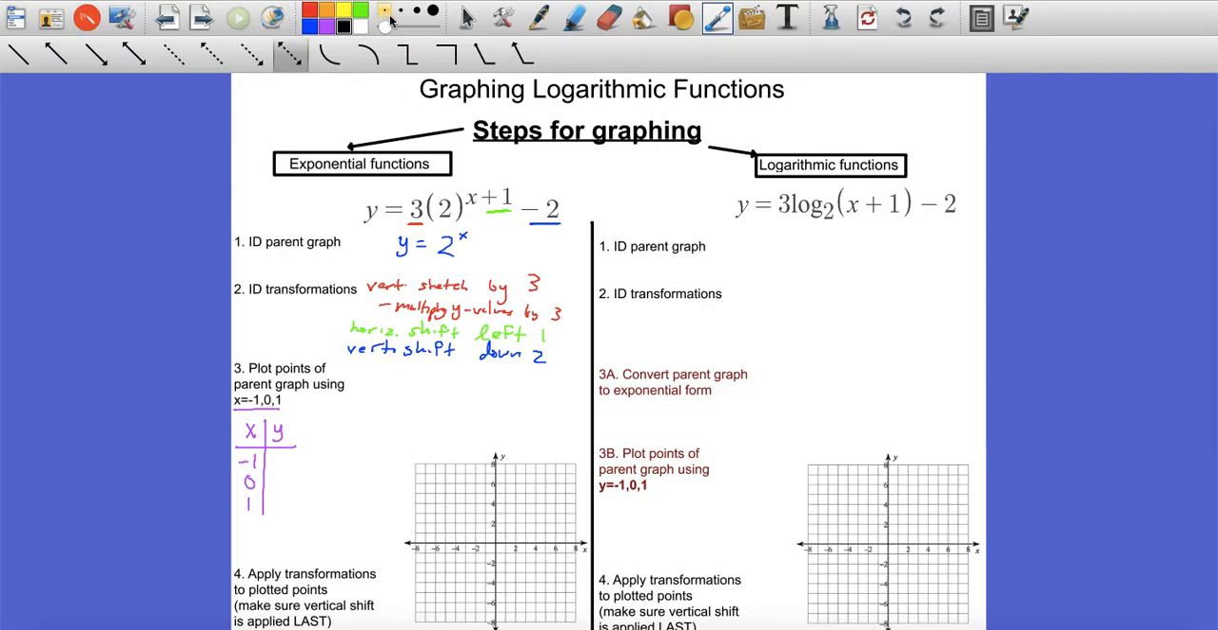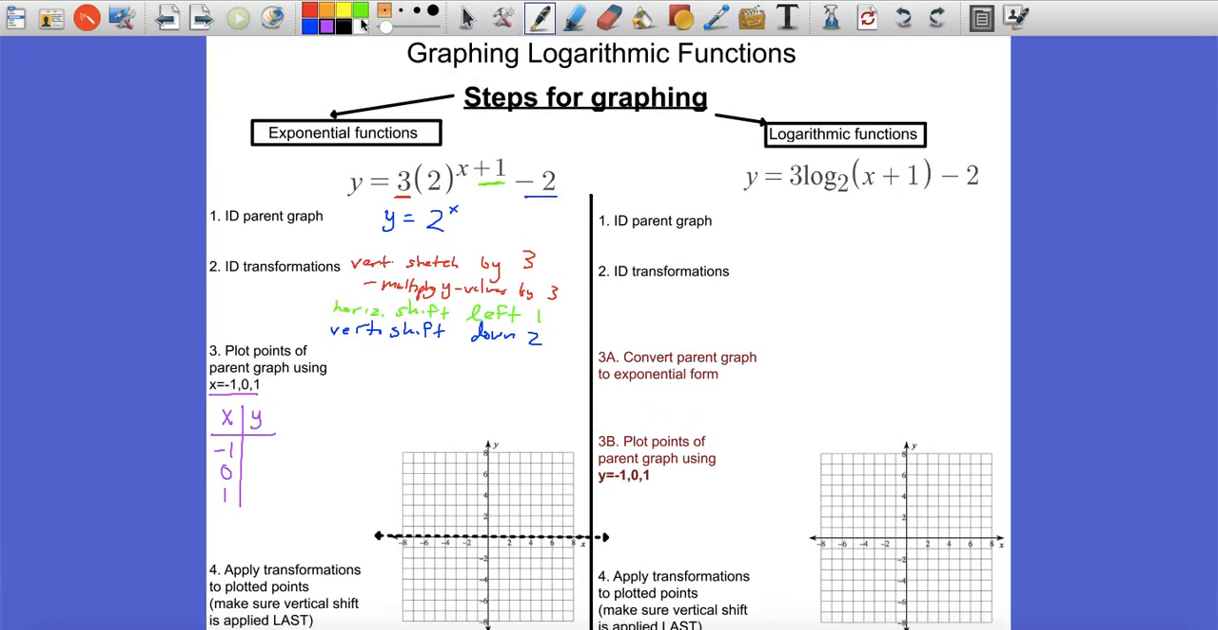Remembering that we have a horizontal asymptote right there for our parent function at y equals 0. So we plug in our points. We've got 2 to the -1, that's 1/2. 2 to the 0, that's 1. And 2 to the 1, that's 2. So here are our 3 points: (-1, 1/2), (0, 1), and (1, 2). So those are the points of our parent function right there.